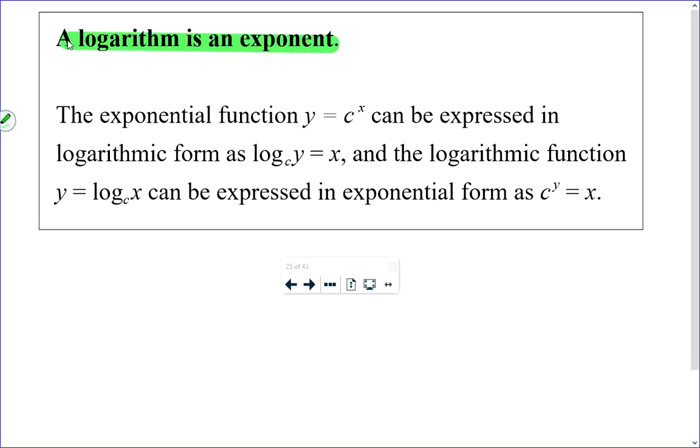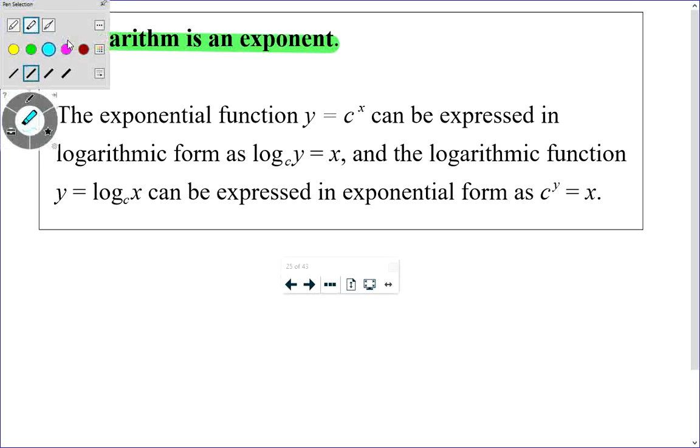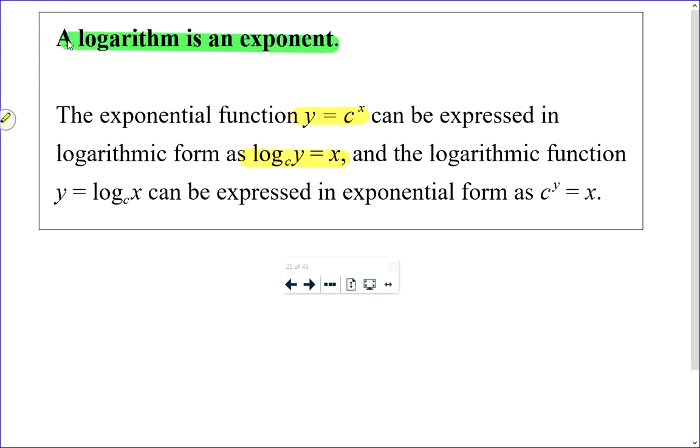So this sentence in this box is saying two things. If I have y equals c to the x, that's a function that's exponential, I can write it as x equals log base c of y. I'm pointing out to you, I hope, that this and this mean the same thing. It's like we're bilingual mathematically. Y equals c to the x is the same thing as writing log base c of y equals x.